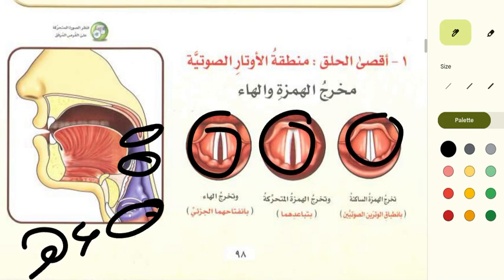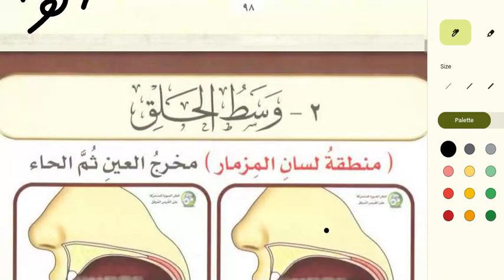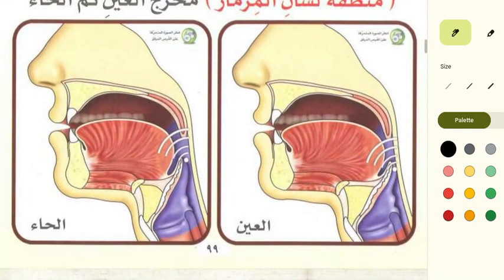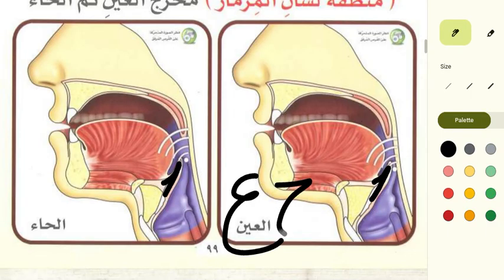From the deepest part of the throat, where the vocal cords are, we have 2 letters coming out, which is hamza and ha. And then from the middle part of the throat, today we will discuss the middle part of the throat. So this is the middle part of the throat. This is where this guy over here is, the epiglottis. From the middle part of the throat, we have 2 letters, harf al-ain and harf al-ha.